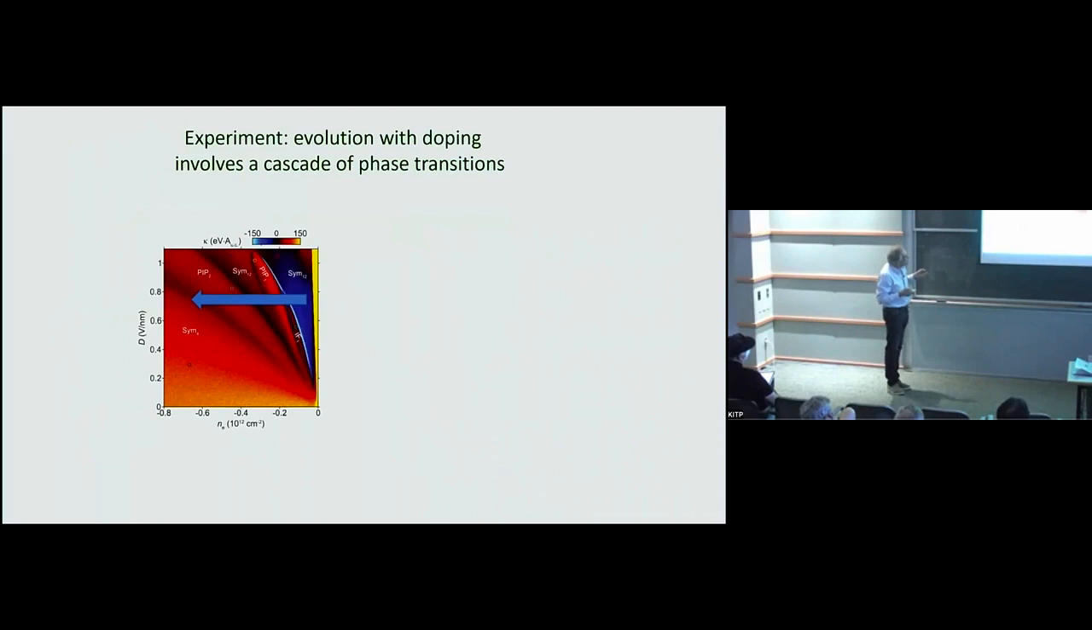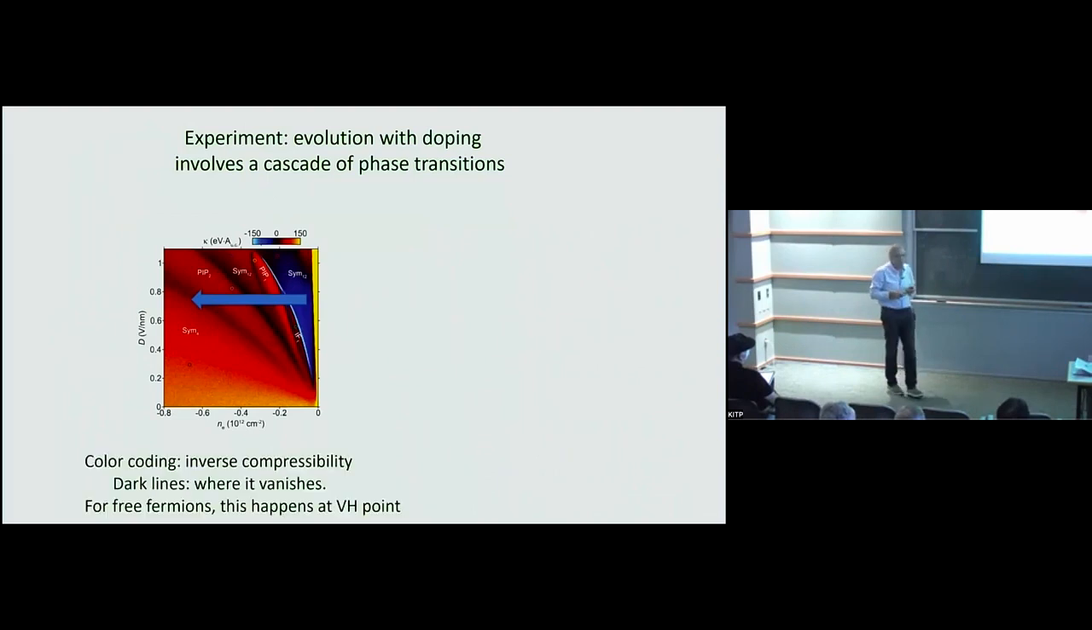But if you look carefully, you find there are a number of black lines, and the color coding here is inverse compressibility. Black lines are where inverse compressibility goes to 0. If it were free fermions, you would expect just one black line, and then two states of free fermions. One is with a small Fermi surface, another is also small, but with one instead of three.